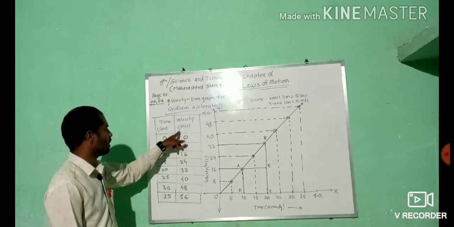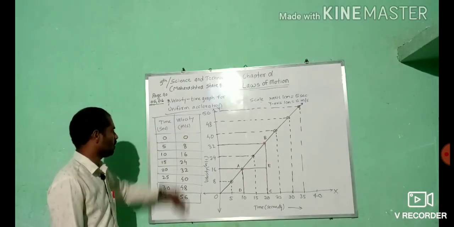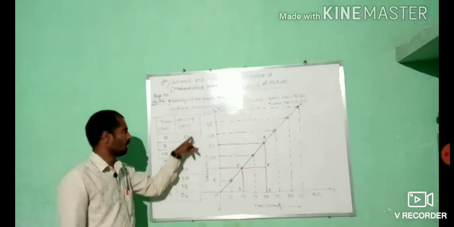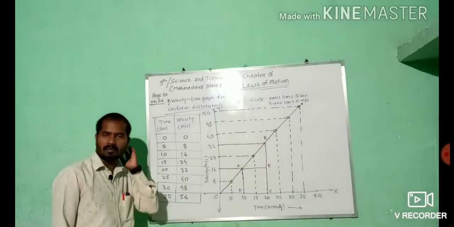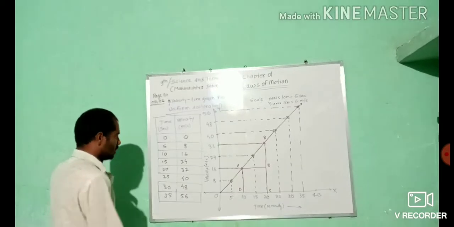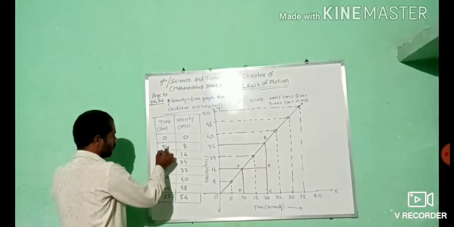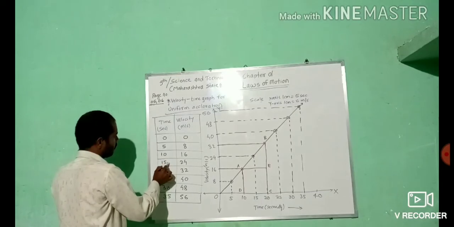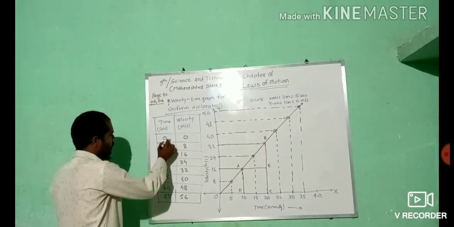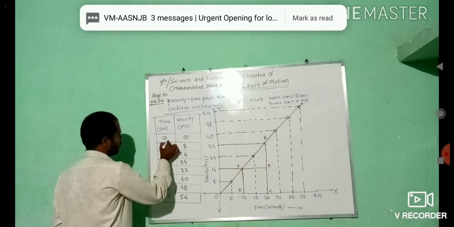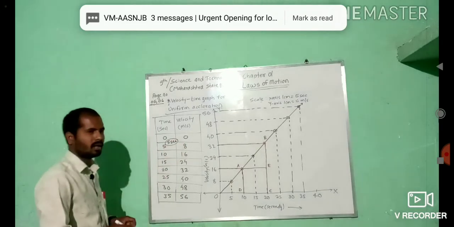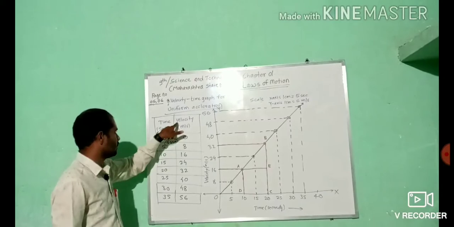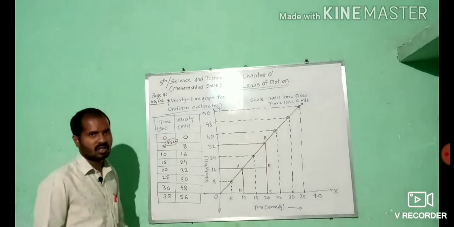Okay, that car is traveling with some velocity, and it changes its velocity after some interval of time. Okay, so what is the time interval here? The time interval is 0 to 5, 5 to 10, 10 to 15, 15 to 20, which means there is a 5 seconds time interval there. After each 5 seconds the velocity of that car is changed.